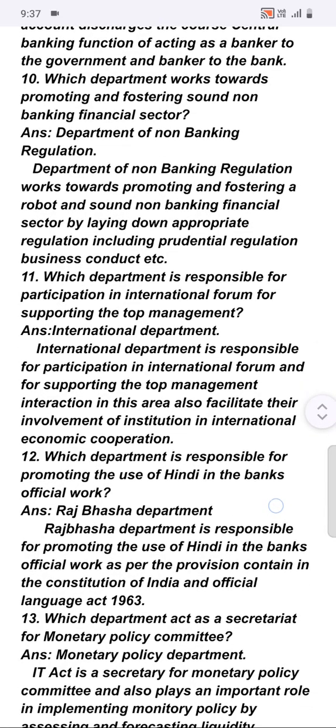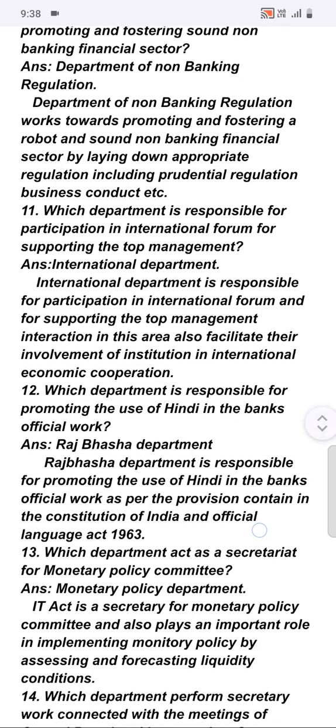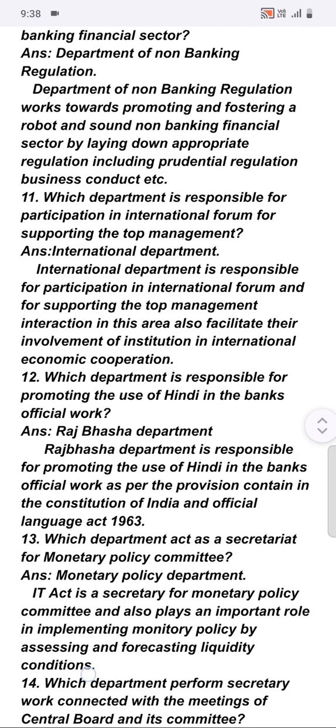Number 12. Which department is responsible for promoting the use of Hindi in the bank's official work? So the answer is Rajbhasa Department. Rajbhasa Department is responsible for promoting the use of Hindi in the bank's official work as per the provisions contained in the Constitution of India and the Official Language Act 1963.